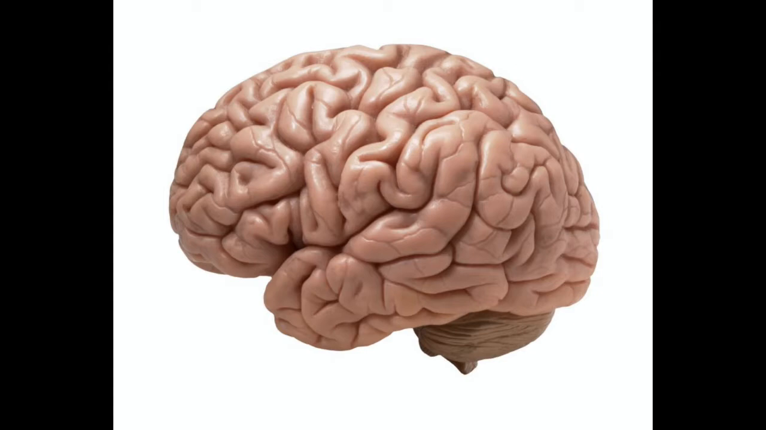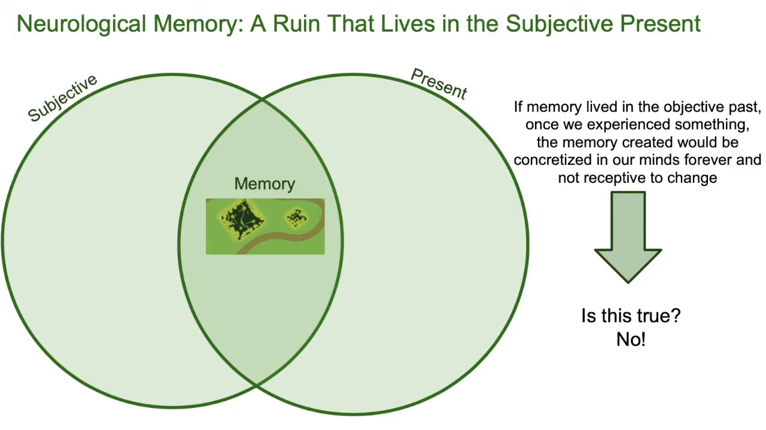So now we can move on to thinking about memory from more of a neurological or biological point of view. What I aim to prove throughout my portion of this presentation is that if memory lived in the objective past, once we experience something, our brain would process this information, and the experience would turn into memory that's fixed or concretized in our brains forever. If this were the case, though, our memory would not be receptive to change. It'd be composed of past memories only, and clearly this is not the idea of a ruin.